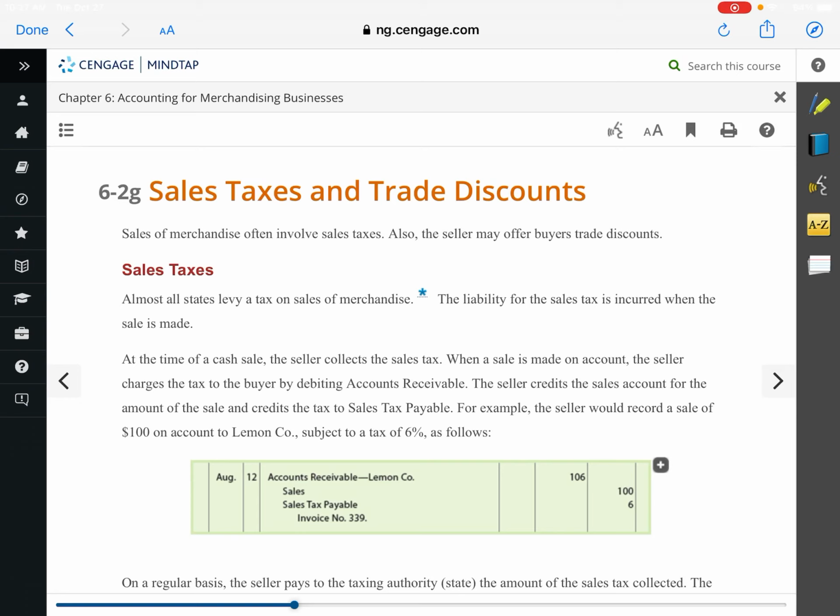So how would the seller record that? The customer is paying back their account receivable balance. So we know we're going to credit accounts receivable. And the only form of payment that we would accept is cash. All right, so that's the seller side.